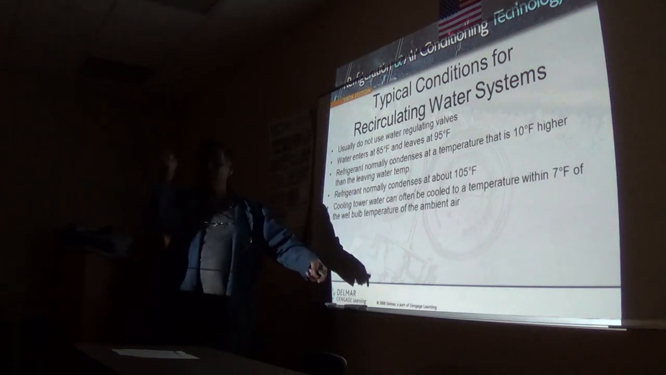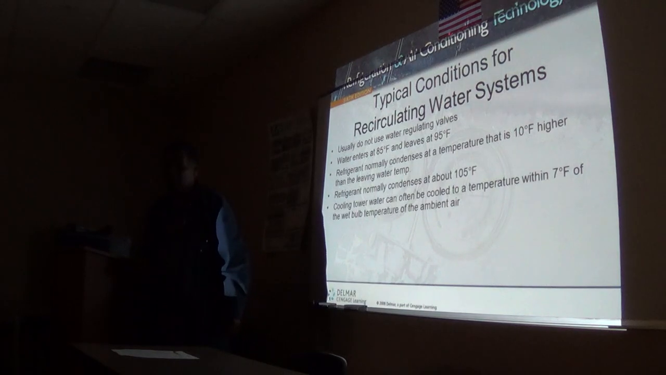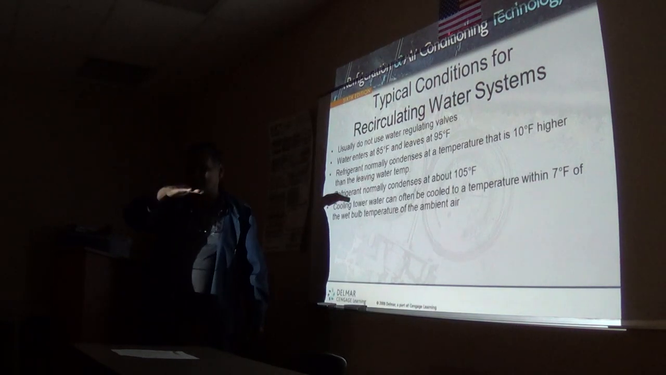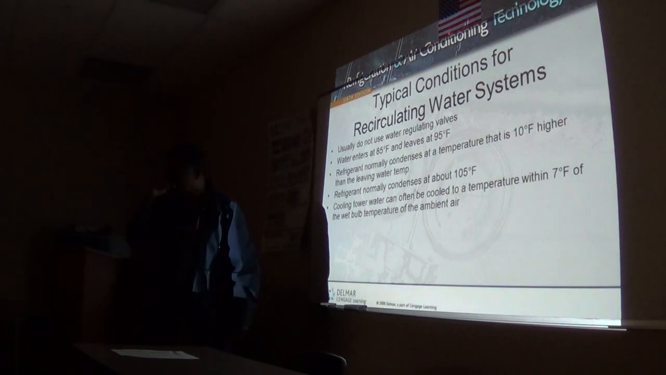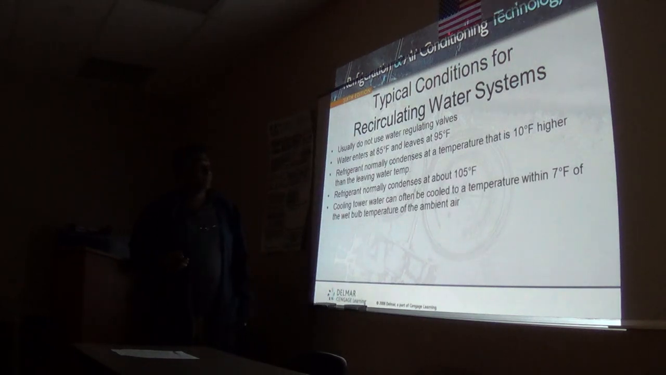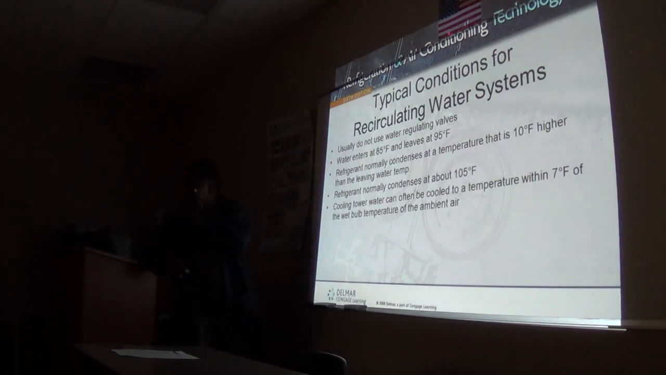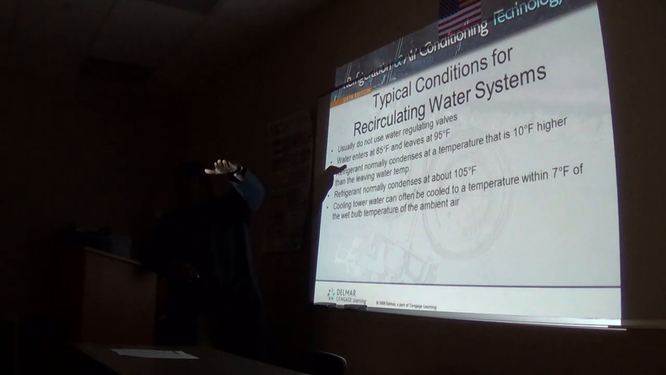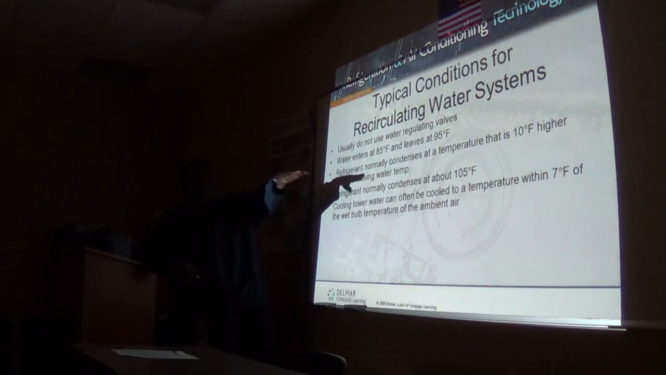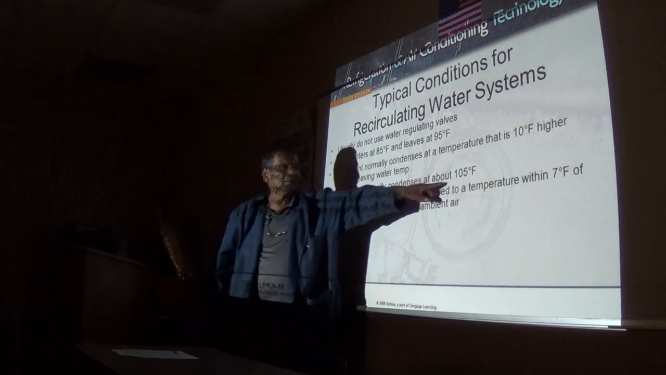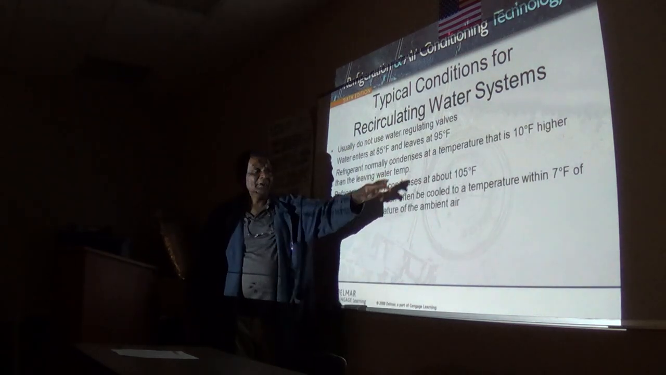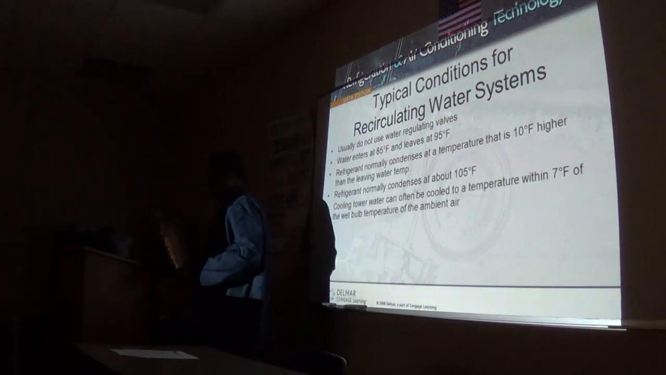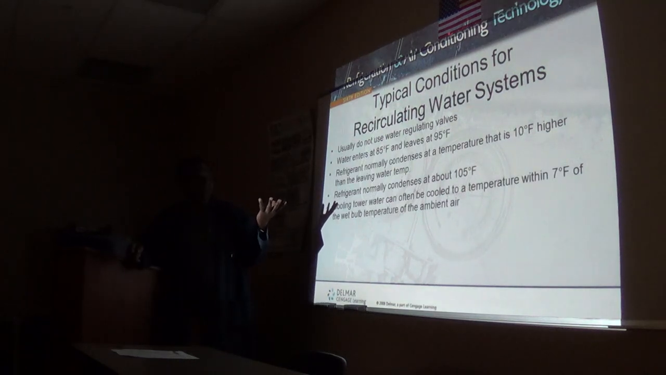When we need cooling, the water is allowed to flow through. When you don't need cooling, it begins to throttle down and shut the valve. It tends to want to maintain the temperature of the condenser at a constant 105 degrees here. So the water should be coming out at 95.